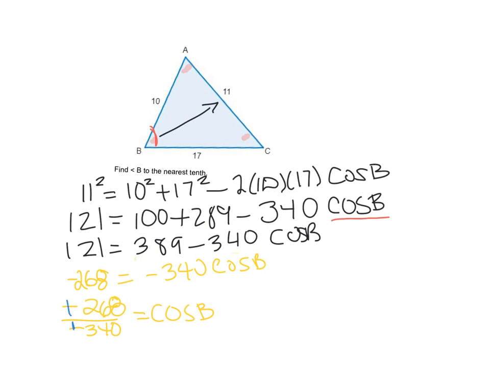I want to find the angle. So to find the angle, what you want to do is put the inverse into the calculator. In your calculator, this is exactly what you're going to type: cos negative 1. So you're going to hit the shift key on your calculator and hit the cos key. And then you're going to do 268 divided by 340. And if you left them both negative, you would get the same answer. It doesn't matter. So this goes in my calculator.